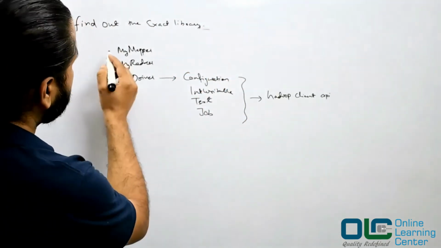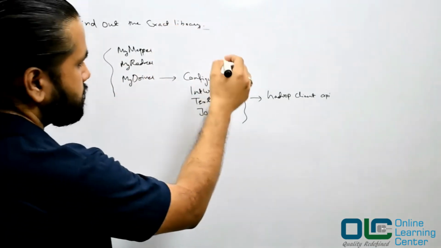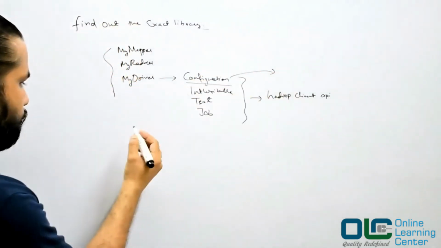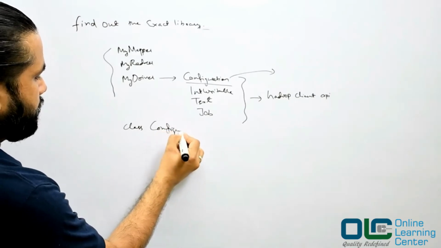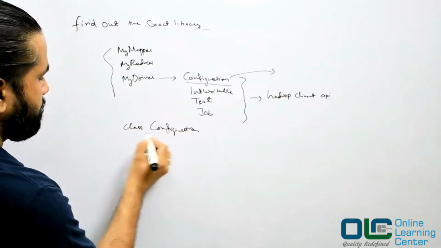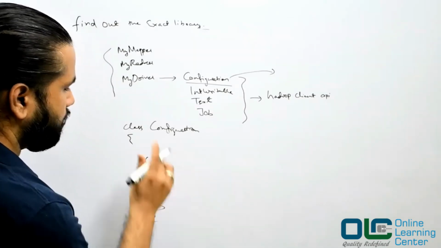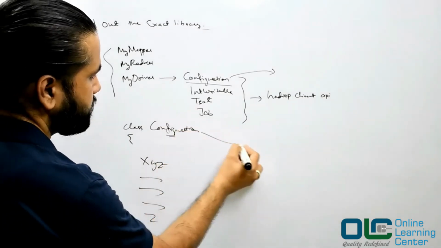But when you try to run this program, what happens is this configuration class, like if you go back to the source code, it will be like this: class configuration, and xyz, a lot of code over here. Now this configuration class is present inside this jar.